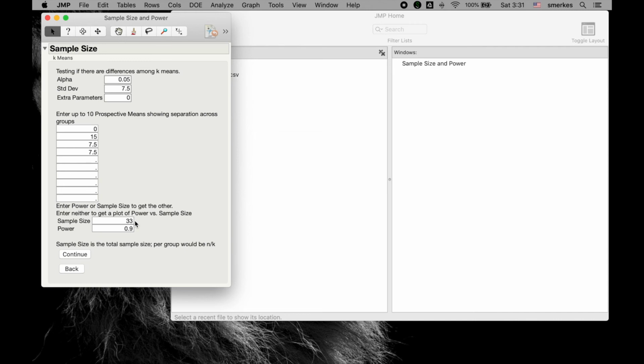Now, let's say we have 9 replicates in each group, and we want to figure out what the actual power would be for this example. And so we would get rid of power, and then 9 times 4 is 36, so we have 36 total samples, and we're going to press continue, and we can see we have a power of 93%.